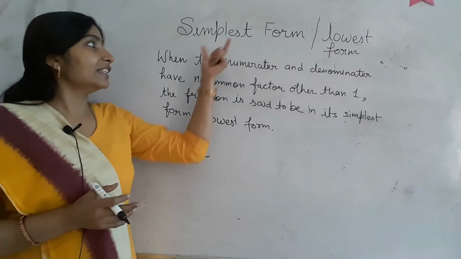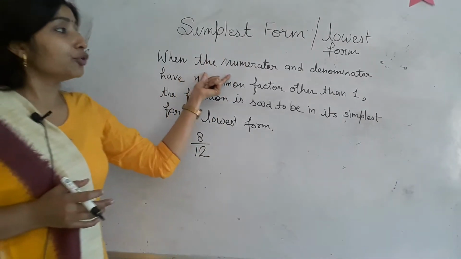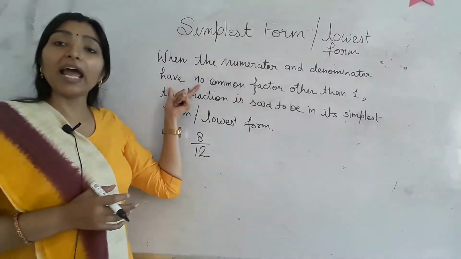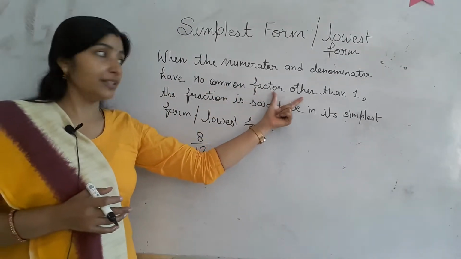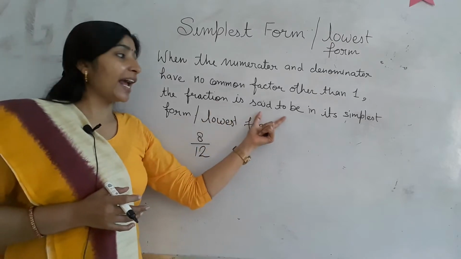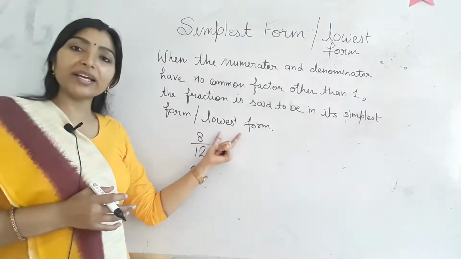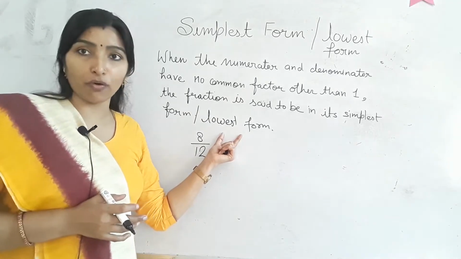Today we will learn simplest form. So, when the numerator and denominator have no common factor other than 1, the fraction is said to be in its simplest form, or you can say in its lowest form.